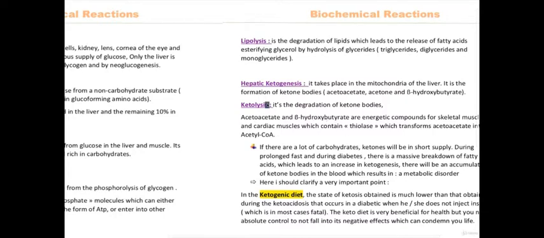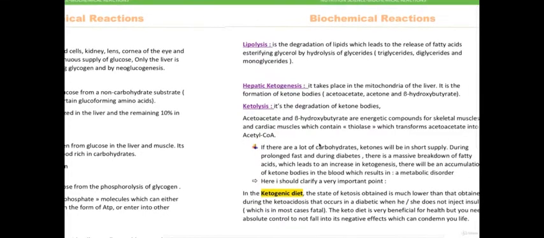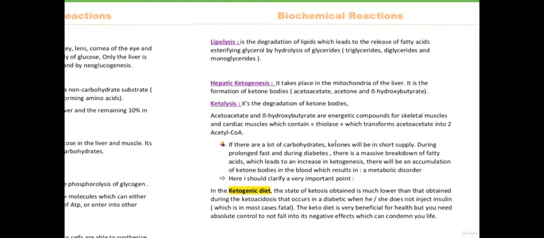When it comes to ketolysis, it is the degradation of ketone bodies. Acetoacetate and beta-hydroxybutyrate are energetic compounds for skeletal muscles and cardiac muscles, which contain thiolase, which transforms acetoacetate into acetyl-CoA. If there are a lot of carbohydrates, ketones will be in short supply.